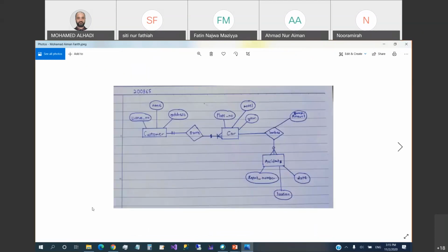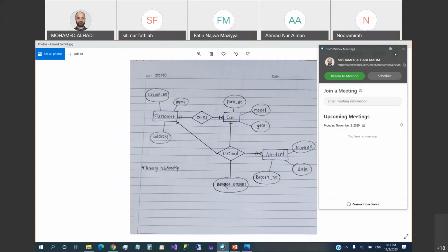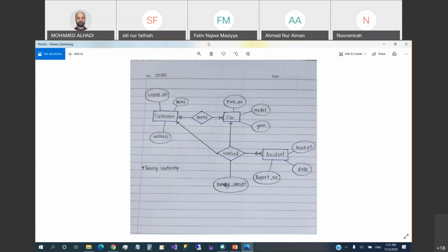Okay, Khairul, are you here with us? Khairul. Okay, looks like he's not here. I don't know how many students attended. I have to check. Oh, we have two students absent. Okay. Khairul is already here, but maybe sleeping. Khairul, are you sleeping?